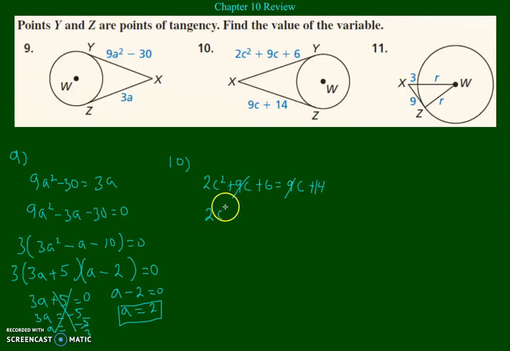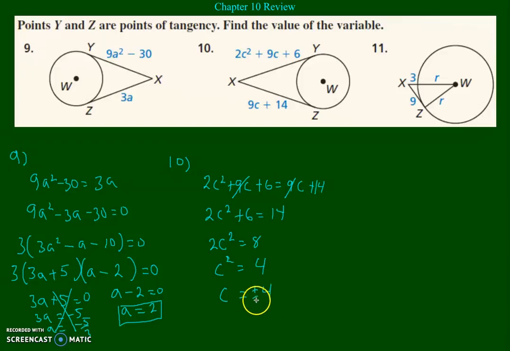So 2c squared plus 6 equals 14. Let's subtract 6. 2c squared equals 8. C squared equals, we're going to divide by 2, 4. Therefore, c equals plus or minus 4.